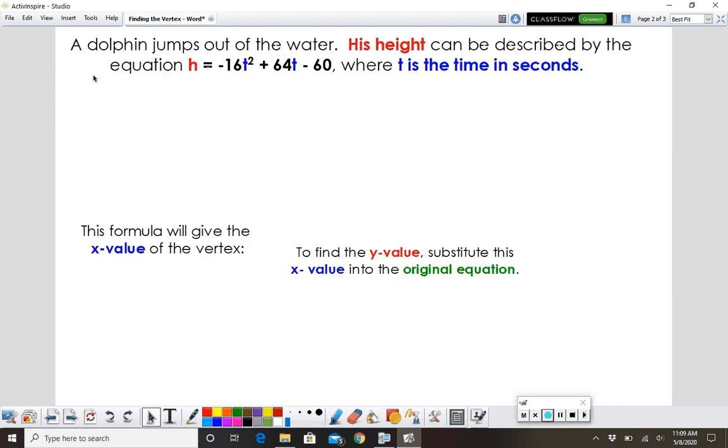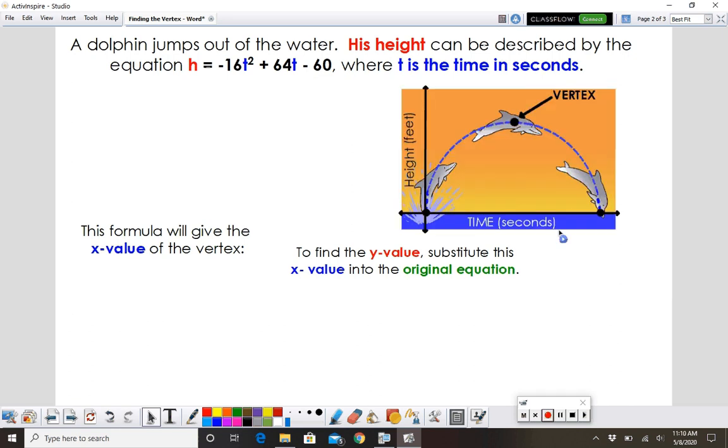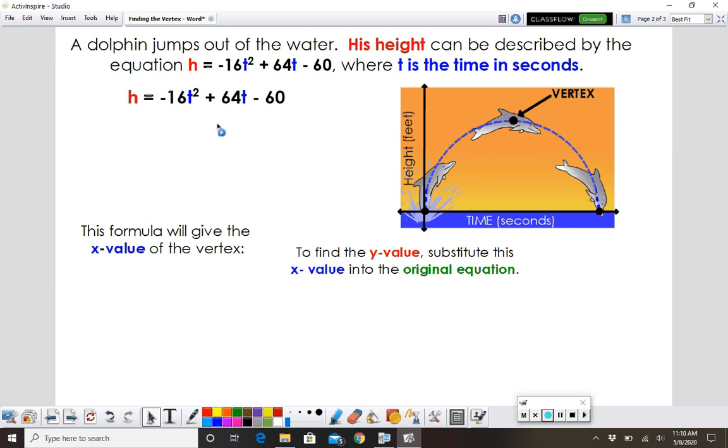So using that same problem, the dolphin jumps out of the water. His height can be described by this equation: h equals negative 16t squared plus 64t minus 60, where t is his time in seconds. So again, this is our picture. Our time is our x-axis, our height is our y-axis. If we're looking at this equation, remember, don't be confused by the h and the t. It's the same as having an x and a y in here. And your x value is your time, your y value is your height.